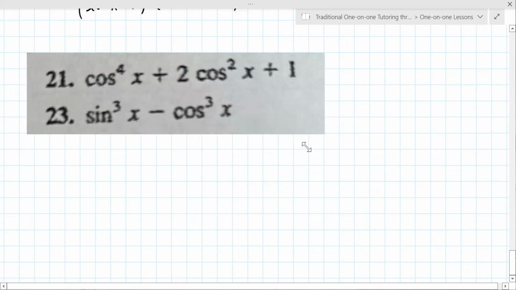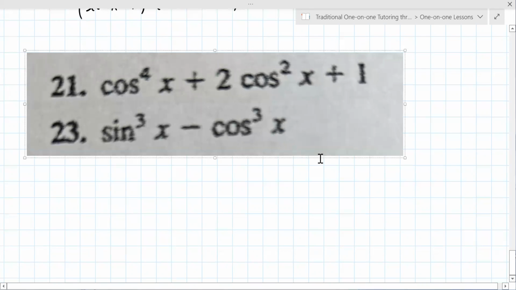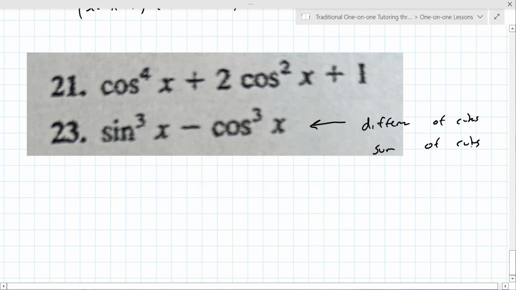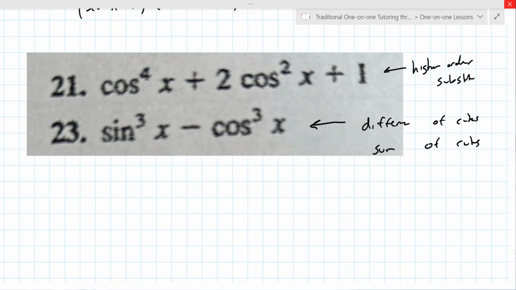Now, 21 and 23. We're not going to do these unless we have time at the end. You should ask your instructor about this one. This is difference of cubes, and then there's also sum of cubes. You should ask if that's going to be required. And then 21 is a higher order substitution. But we'll come back to those if we've got time. But I want to make sure we get to these identities here to simplify.